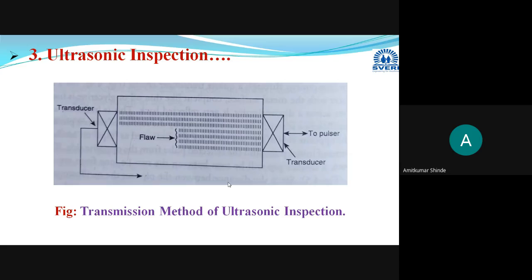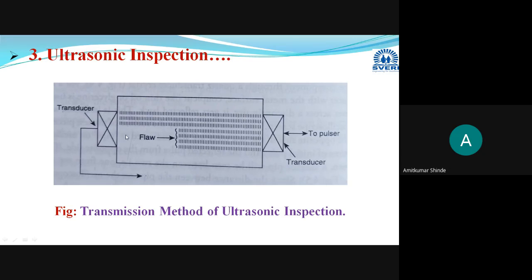Now, in this case you can see clearly here, this is your test specimen, the rectangular shape in the center. This box is one transducer, and this is the other transducer. The output of the transducer at this end will be given to the CRO screen. Here you can write CRO screen. So there is the test specimen, the CRO screen, and two transducers.